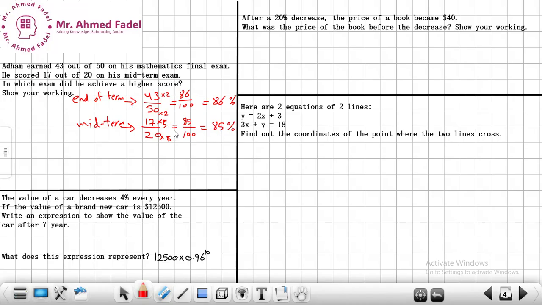So the key here is to make the denominator out of 100. You just put the numerator in your percentage. That's it. So which one is a higher score? End of term is higher.